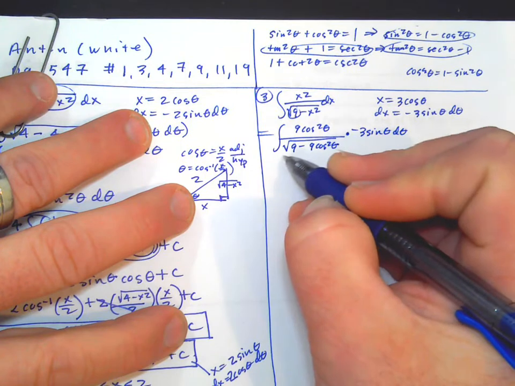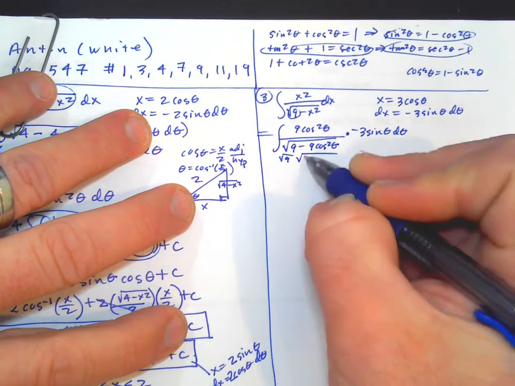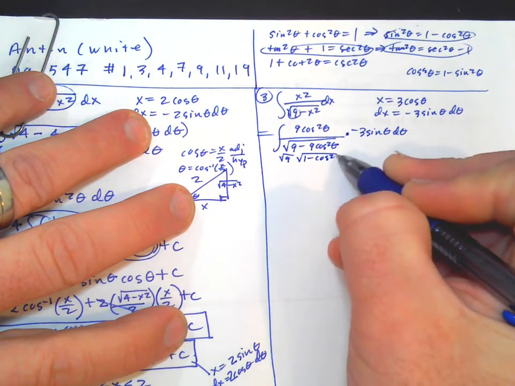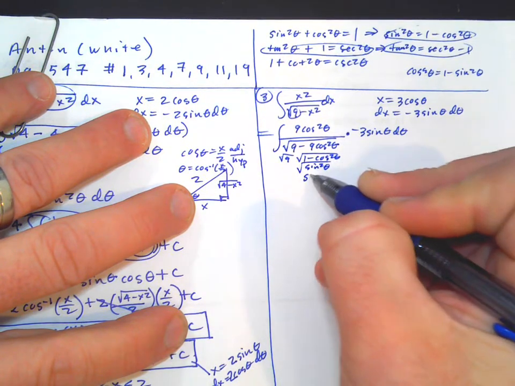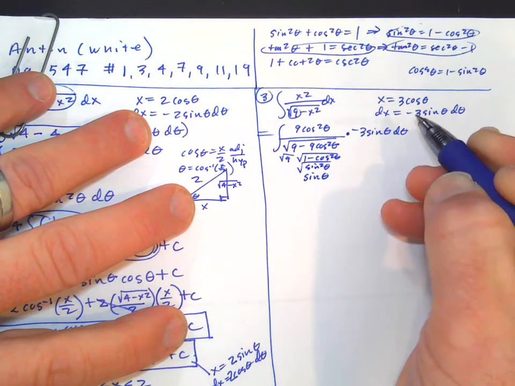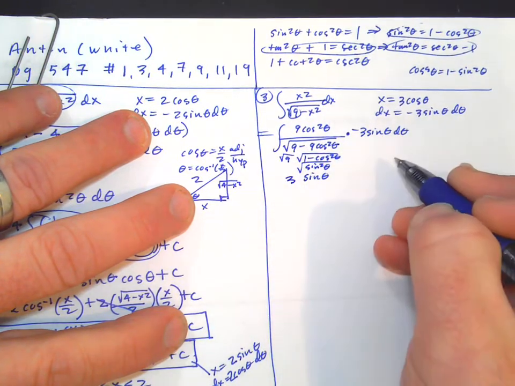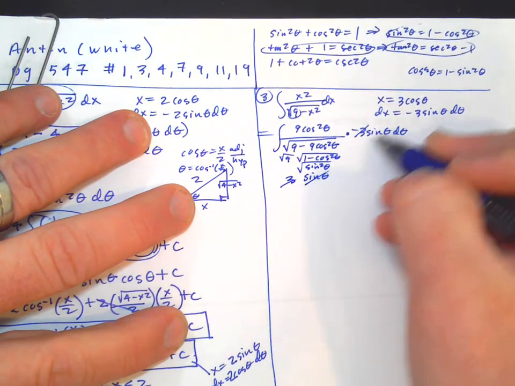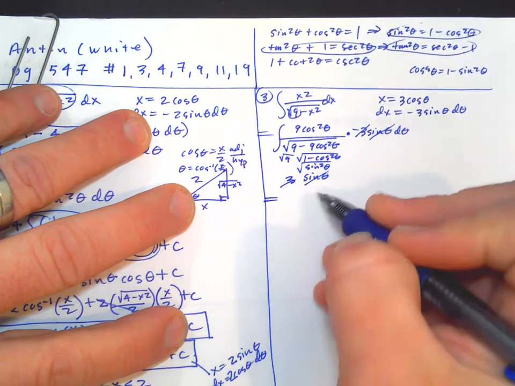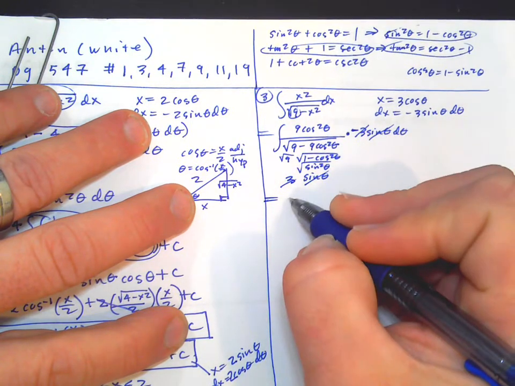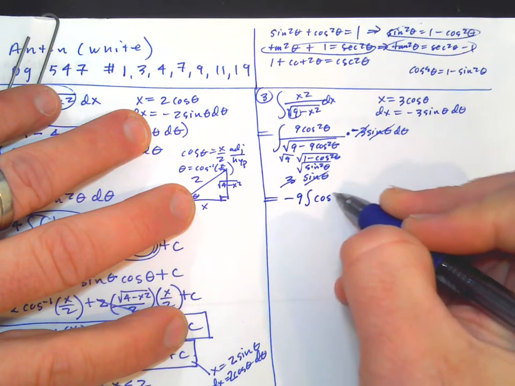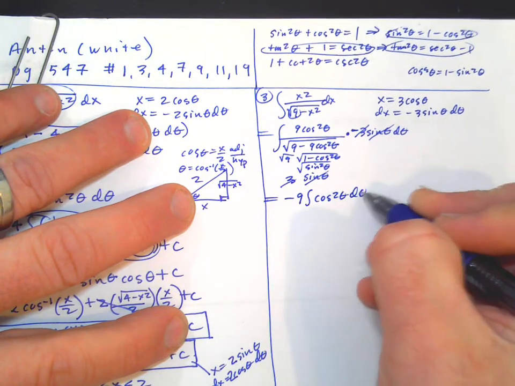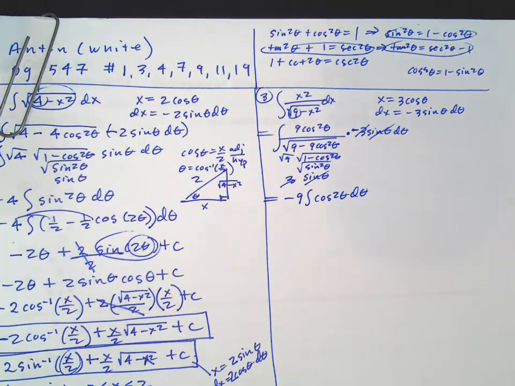Now, we can take a square root of 9 out of this. And then 1 minus cosine squared is sine squared, and the square root of sine squared is sine theta. So we're going to get a 3 sine theta on the bottom. So the 3's can cancel, the sine thetas can cancel. And if I rewrite this, there's still a negative. It's going to be -9 integral of cosine squared theta d theta. So it's kind of messy, but it cleans up nicely.